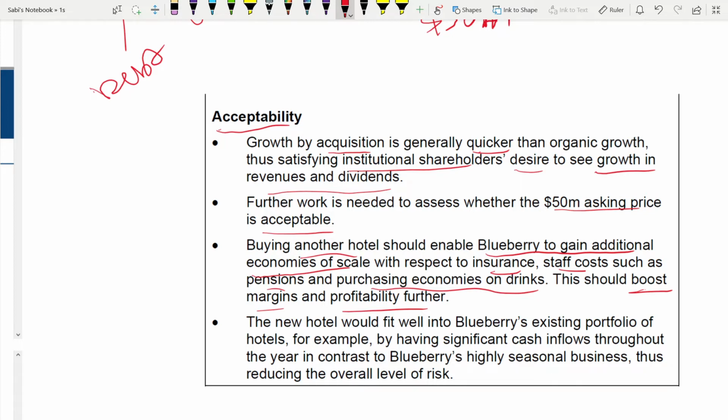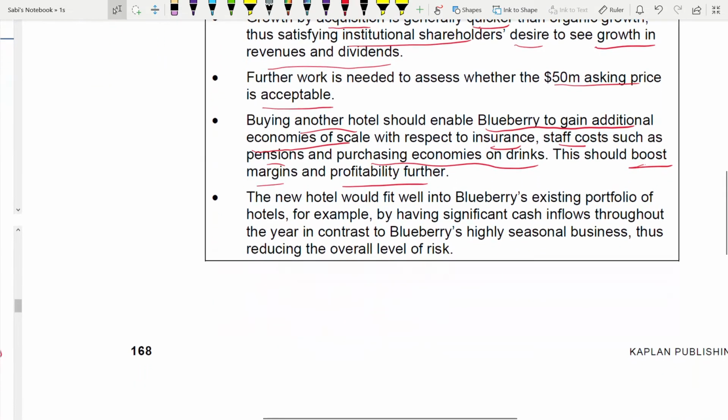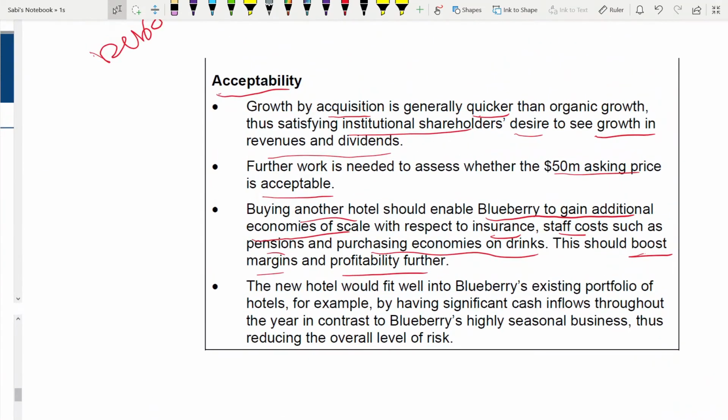And then we are talking about cash flow. Remember, here also we are talking about finance, cash flow and things like that. So this new hotel would fit well into their existing portfolio. Why? He's in the upmarket hotel, you are also in the upmarket hotel. So this new hotel will be fitting well with your existing portfolio of hotels.